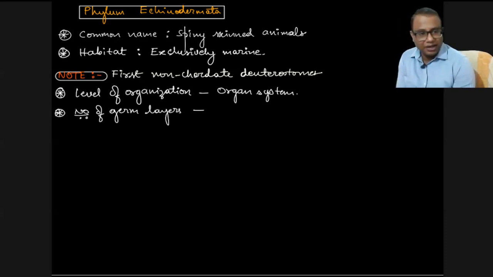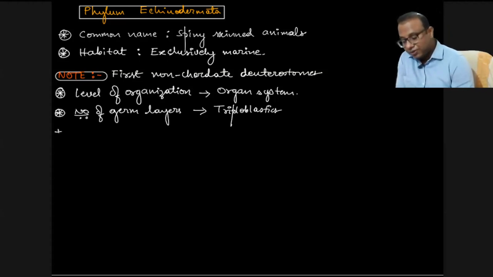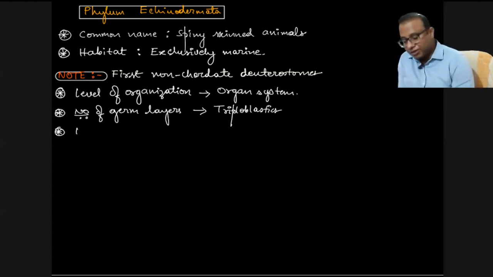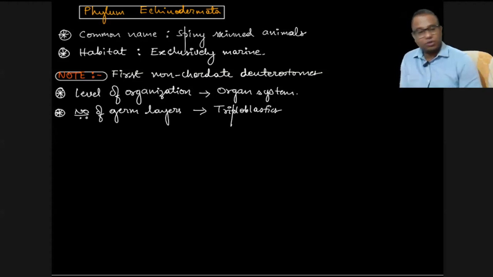I'll not write the number here. I'll write triploblastic. I hope you can understand when I write triploblastic, what does it mean? Right, so they are triploblastic animals. Body symmetry, next feature. With respect to body symmetry, there is a note point here. Let me give it to you as a note point. This is the only phylum where the same animal shows or exhibits two body symmetries. This is that phylum, Echinodermata.